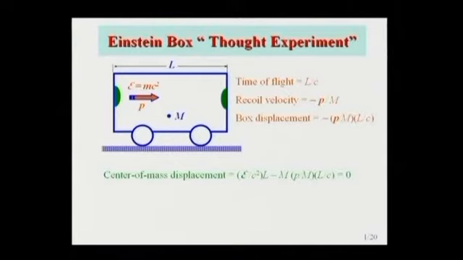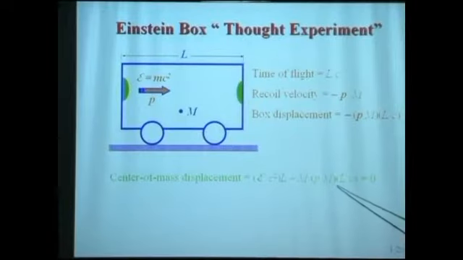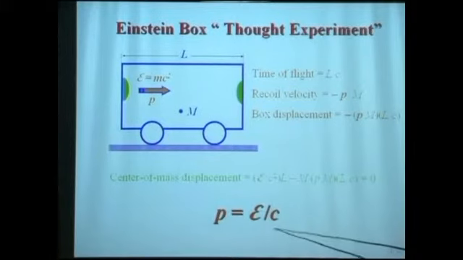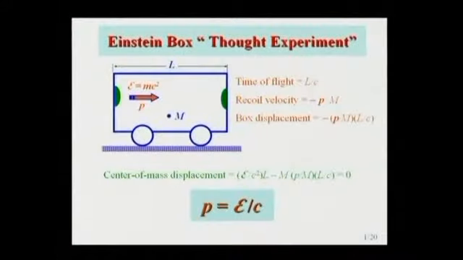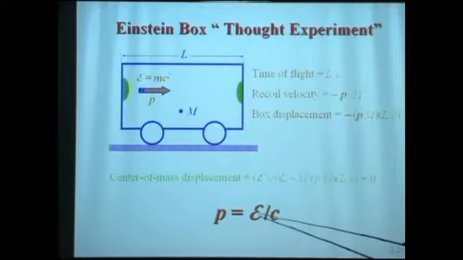And now if you eliminate L and c and m from this equation, what you find is that the momentum must be E over c. So very simple. The energy divided by the speed of light in vacuum, that's the momentum of the pulse. So light carries momentum, linear momentum in this case. And in vacuum, that momentum is given by the energy divided by c. So that's how we know that light carries momentum.